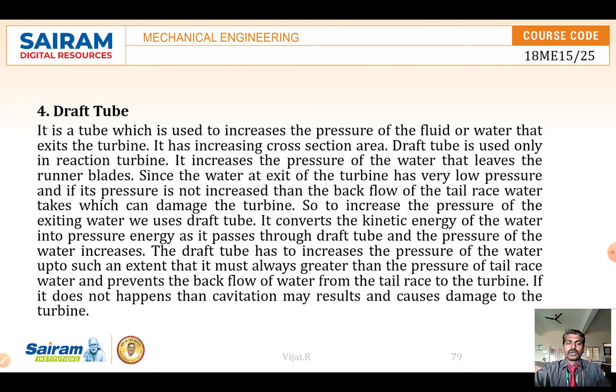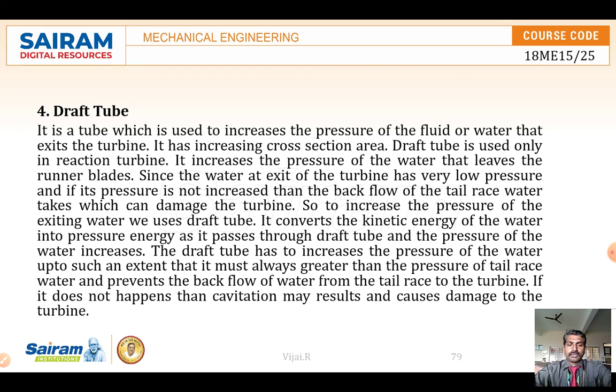Okay, it has an increasing cross-section area, so the draft tube is used only in the reaction turbine. It increases the pressure of water that leaves the runner blade when it is coming out. So the water exit of the turbine normally has a very low pressure, and if the pressure is not increased, then backflow will take place. To avoid that, the turbine has to be safe, which means the back pressure should not be there. To avoid the back pressure, an increase of pressure is a must.